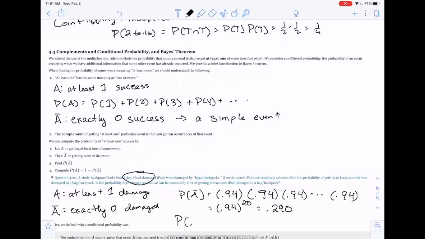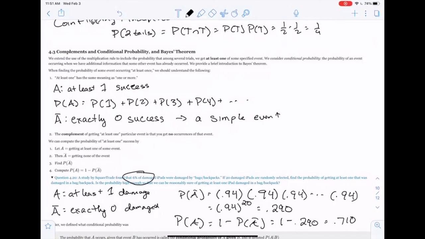That allows us to find the probability that at least one of these iPads was damaged by the bag by looking at the complement, or 1 minus 0.290 to get 0.710. That's the probability that at least one iPad is damaged by the bag or backpack itself.